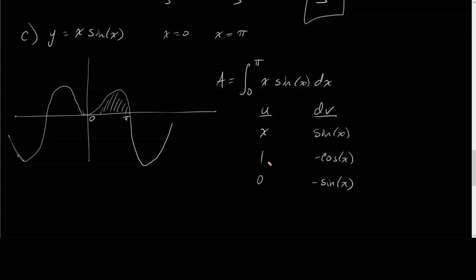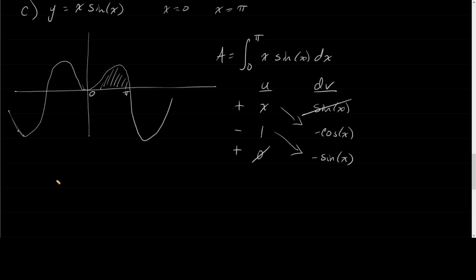Next thing, ignore the last thing under the u's and the first thing under the dv's. Do a plus minus plus on the outside, alternating. Multiply diagonally. So we end up with x times negative cosine x, or negative x cosine x, minus 1 times negative sine x, so plus sine x, evaluated from 0 to pi.